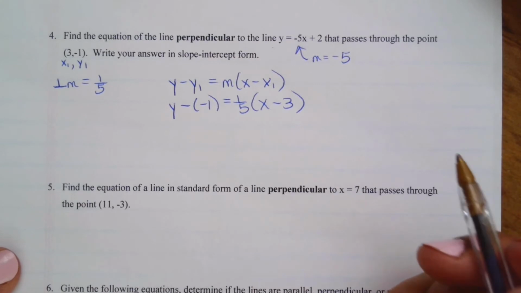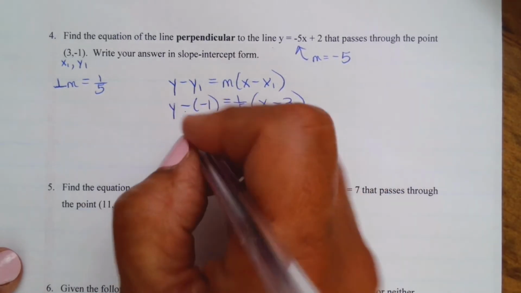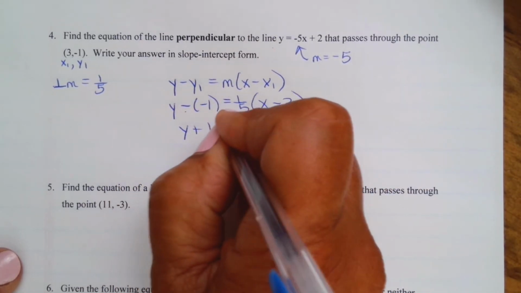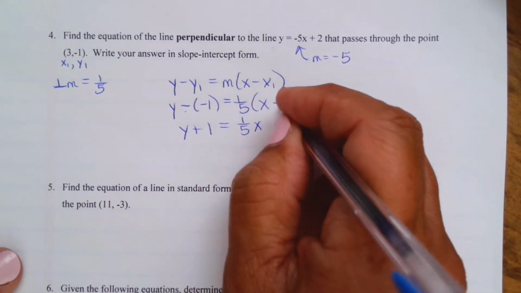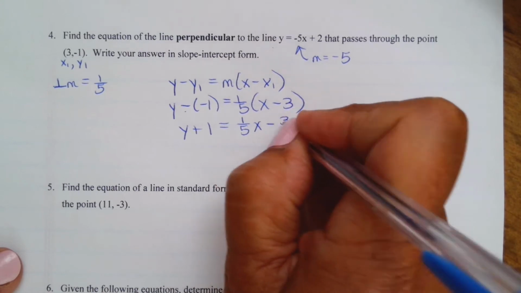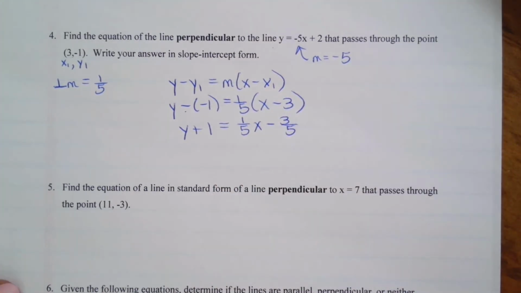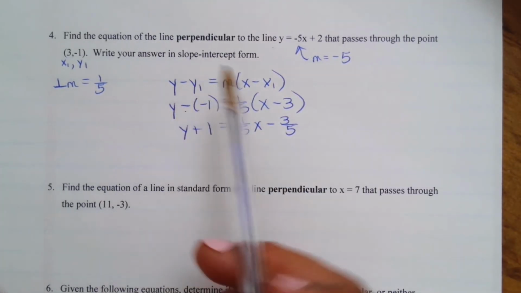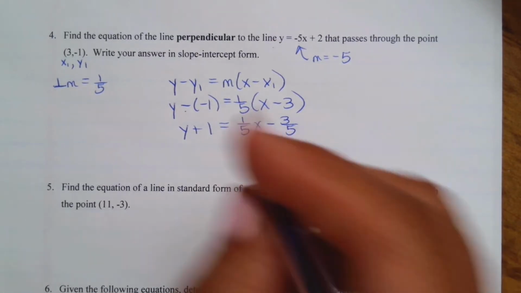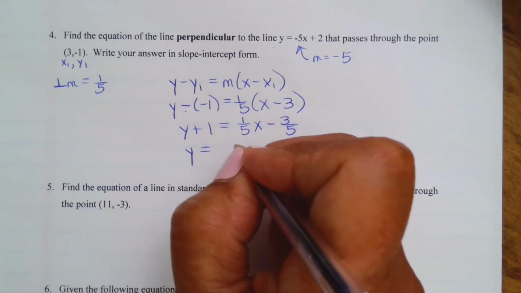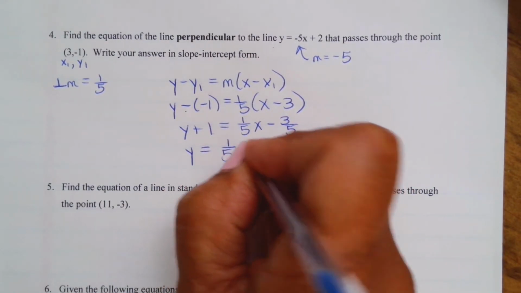Alright, so let's multiply that, clean that up. So minus a negative is plus 1, and then 1/5 times x is 1/5 x, 1/5 times negative 3 is negative 3/5. Now I have to write this in slope-intercept form, so all I have to do is subtract 1 to this side. Okay, so y equals 1/5 x.